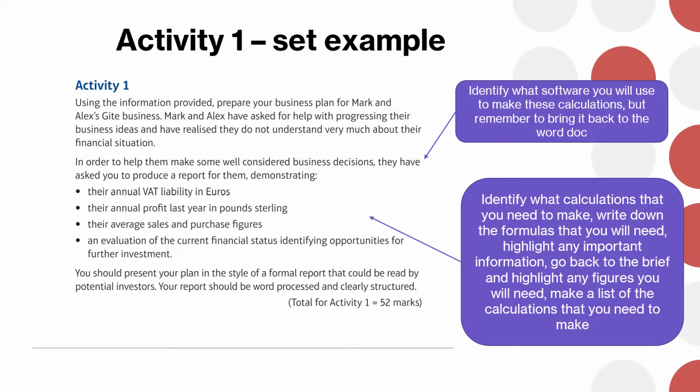So you need to now identify first what calculations that you need to make. So they've told you what they want to see in the report. So identify what calculations that you need to make, write down the formulas that you are going to need, highlight any important information. So at this point, you now know what calculations they want you to make. Go back to the brief, look at the figures that you think will be useful, highlight them, and make a list of the calculations that you need to make so you're not missing any of them out.